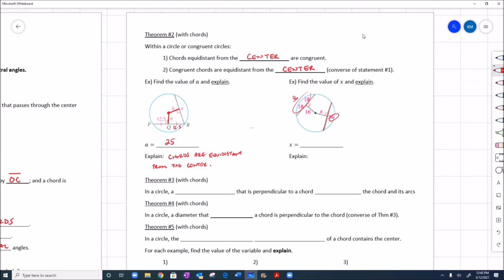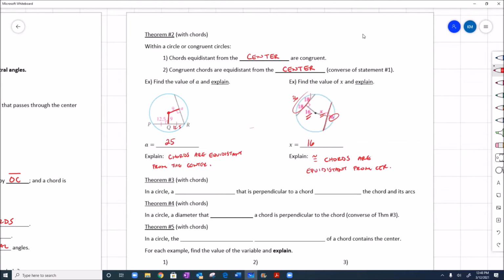Okay, so these two chords are equal to each other. That must mean they're equidistant from the center. This is 16 from the center, so this must be also 16 from the center. X is 16. Congruent chords are the same distance from the center. Equidistant from the center.